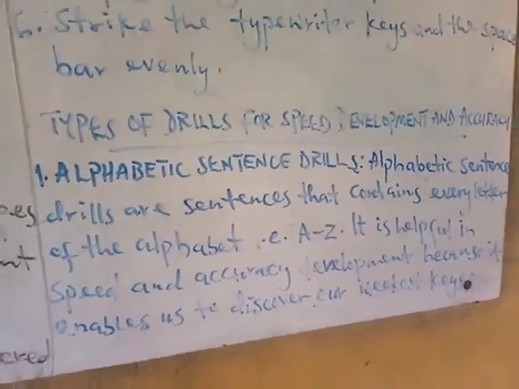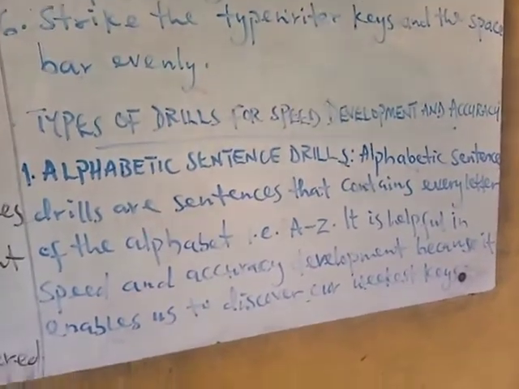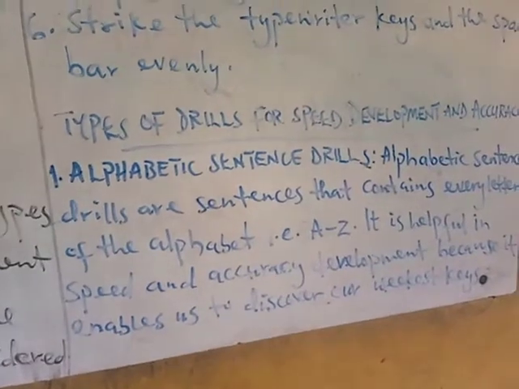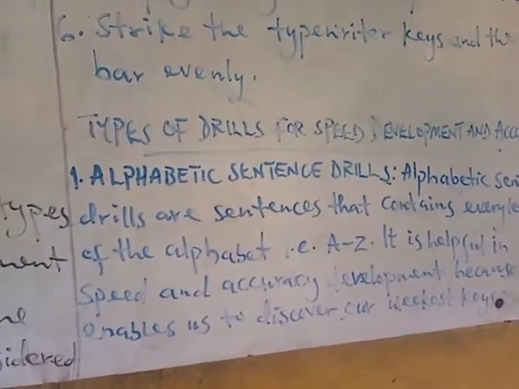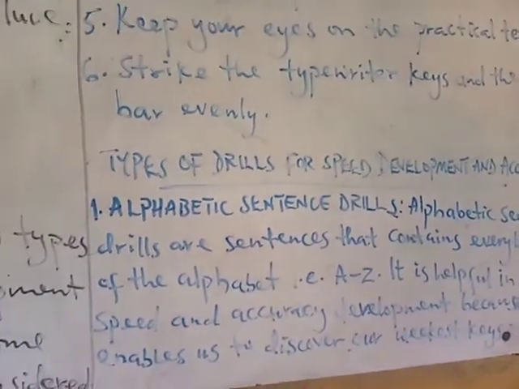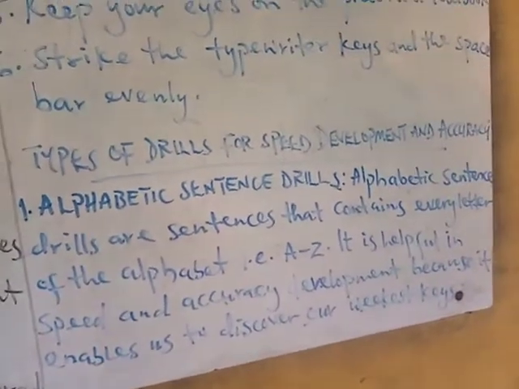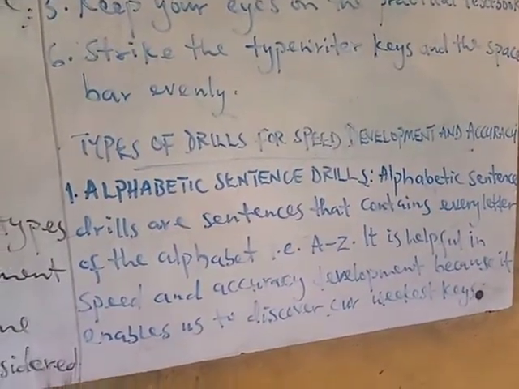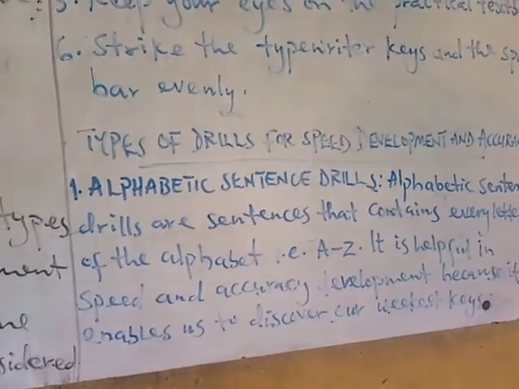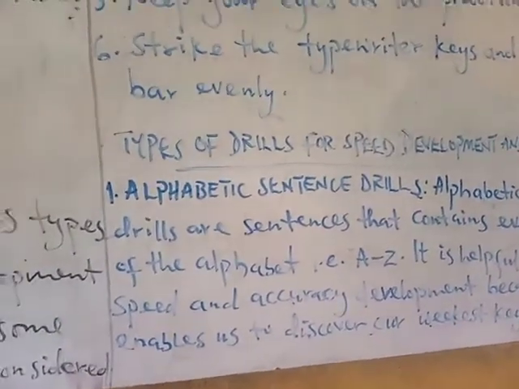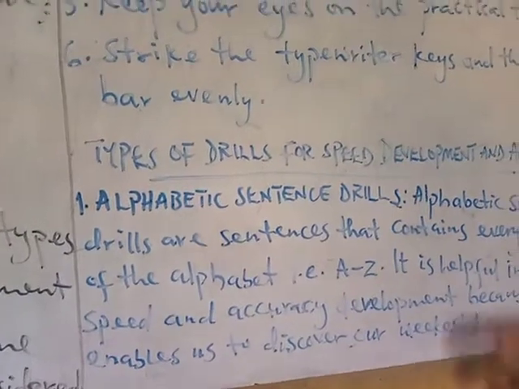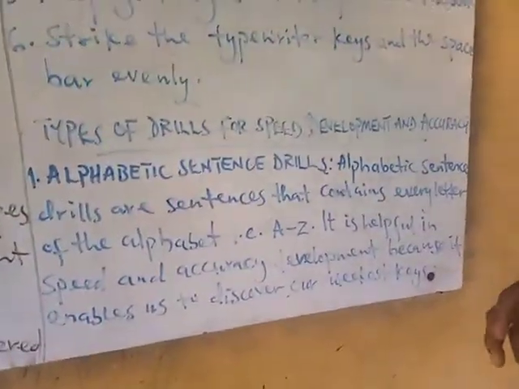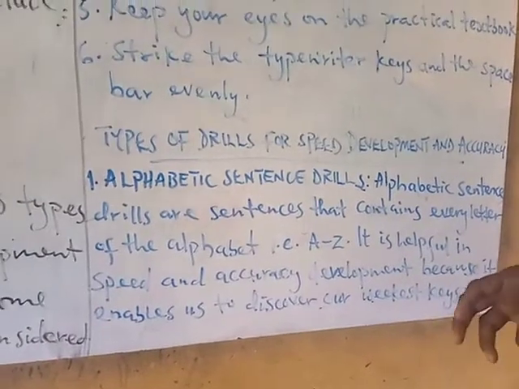And it is very helpful in speed and accuracy development. Why? Because it enables us to discover our weakest keys. By typing the alphabet A to Z, you know which are your weakest. For instance, keys like Q and X that are not frequently used. So you're able to identify your weakest keys and improve on them.